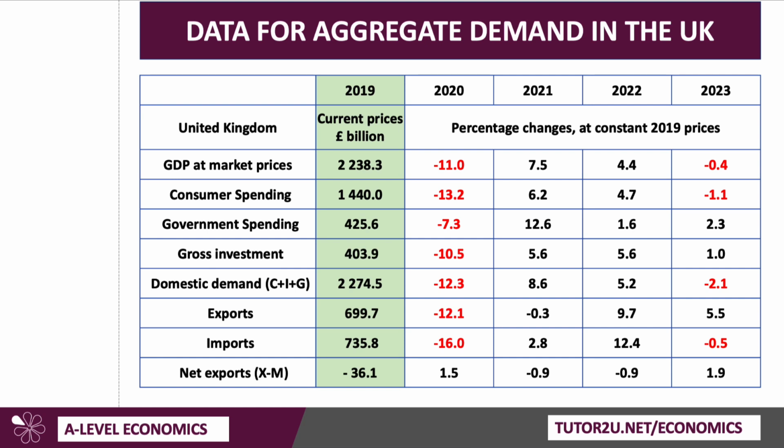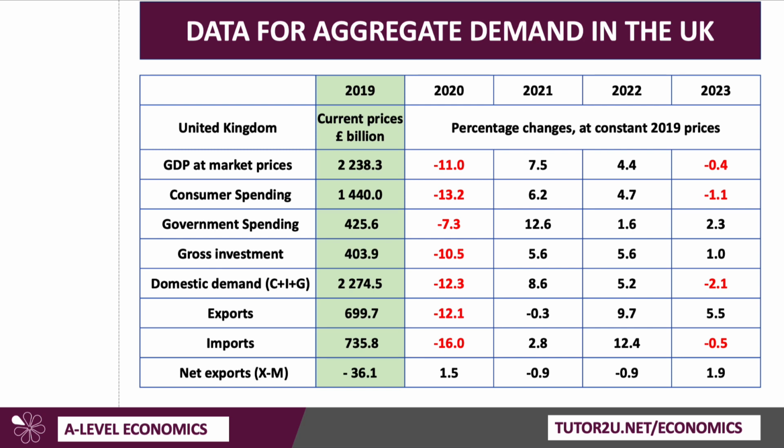Consumer spending is set to fall by more than 1%. Real incomes, of course, getting squeezed. Government spending growing a little bit, 2.3%. Investment starting to slow down, only growing by 1%. So domestic demand falling by just over 2% in total.